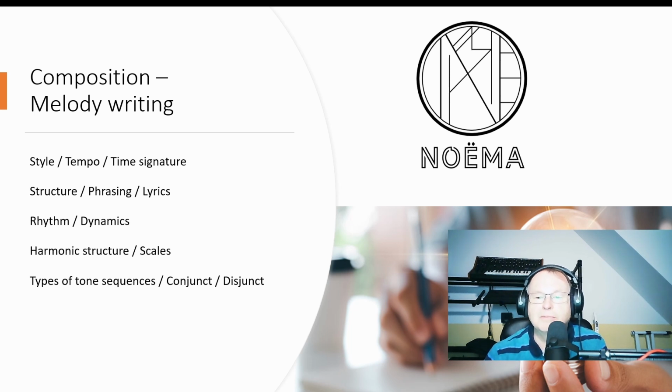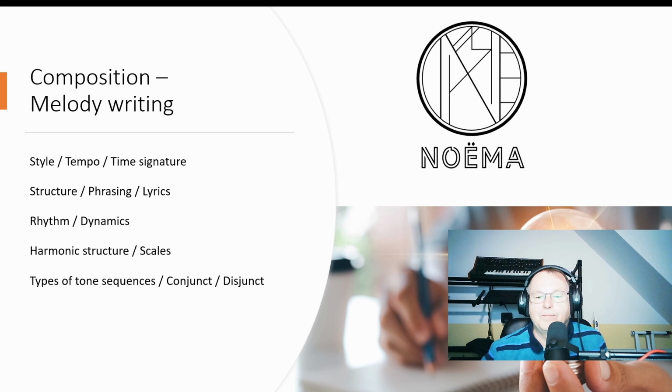On the opposite, melodies that skip notes of the scale are called disjunct. For instance, chord arpeggios. Now, why is this important? Why should you take these things into consideration? Because it can make a melody more interesting and versatile if you mix these kinds of techniques.